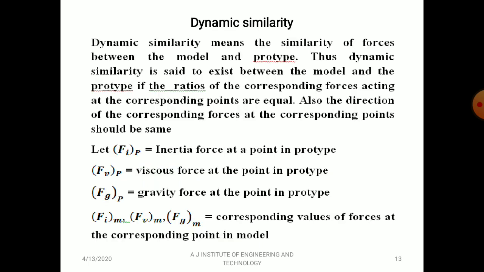Next, dynamic similarity. This is the last case of similarity or similitude. Dynamic similarity means the similarity of forces between the model and prototype. The first one is geometric similarity, which is with respect to shape and size. Linear dimensions such as length, breadth and diameter are considered, from which you can consider area ratio and volume ratio.